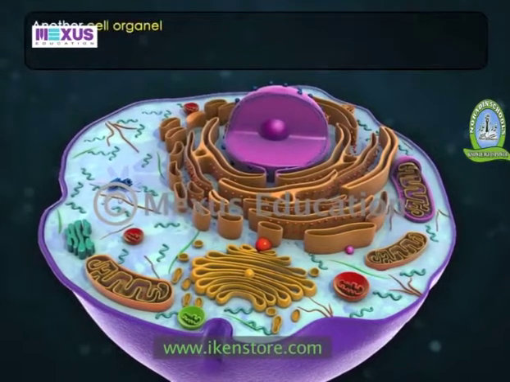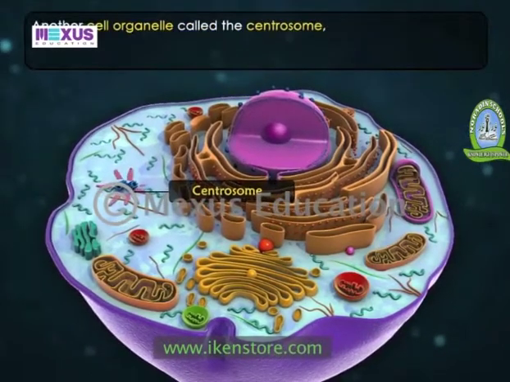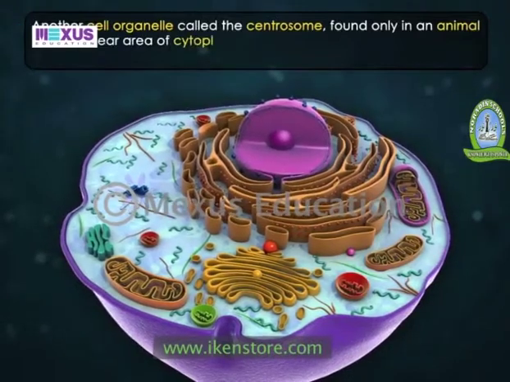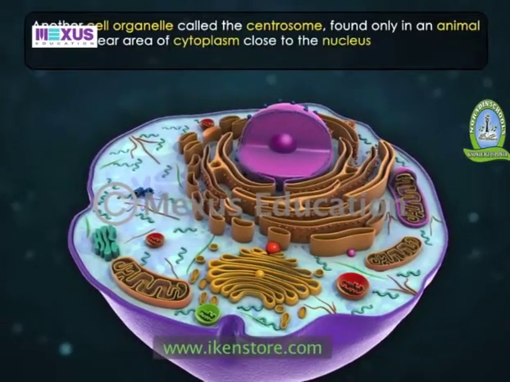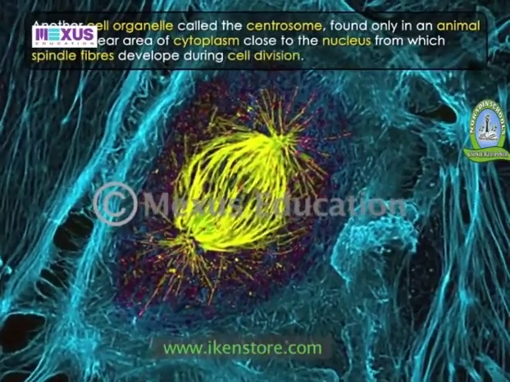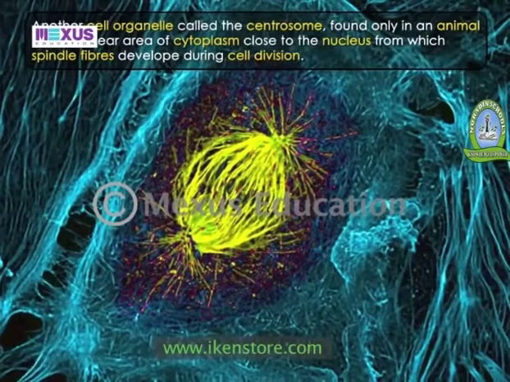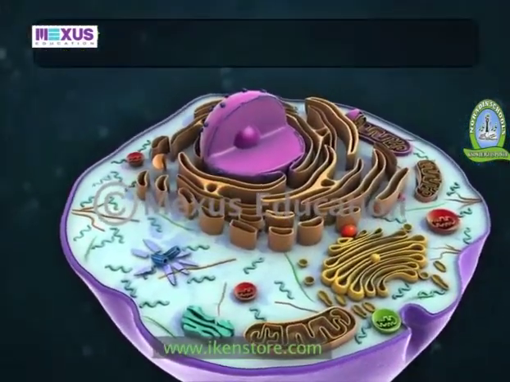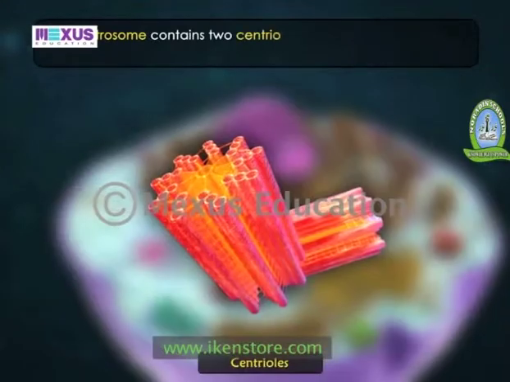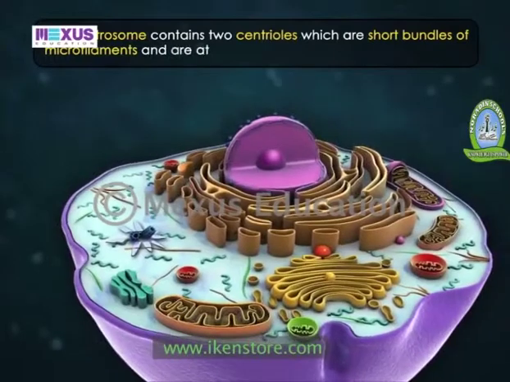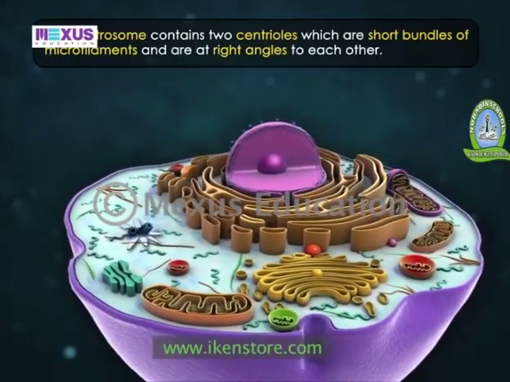Another cell organelle, called the centrosome, found only in an animal cell, is a clear area of cytoplasm close to the nucleus from which spindle fibers develop during cell division. The centrosome contains two centrioles, which are short bundles of microfilaments and are at right angles to each other.